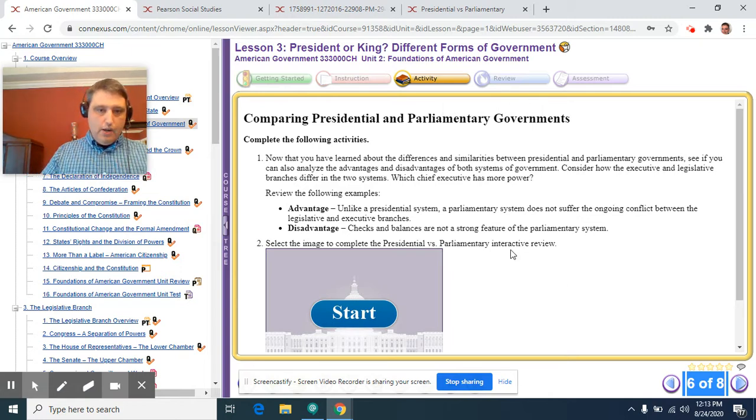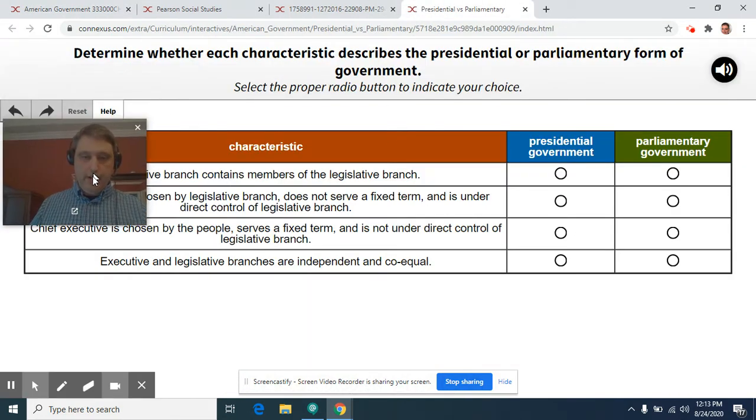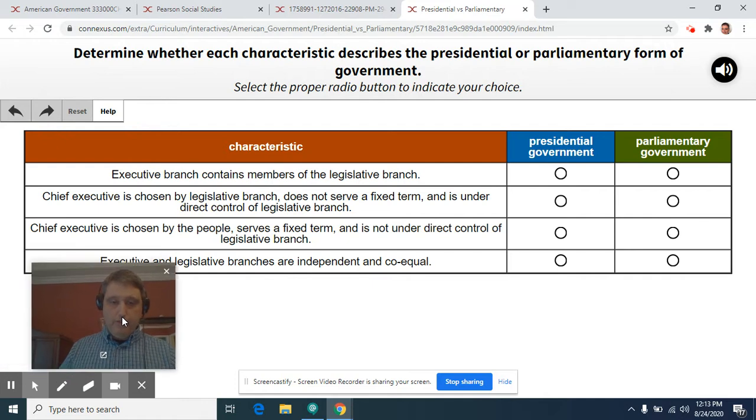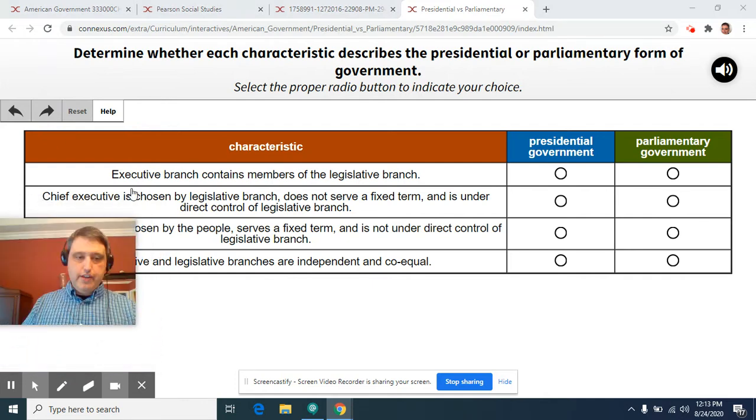All right, so I want us to do just a quick check here to see if we understand the difference between a presidential and parliamentary system. So we're going to click Start, and that is just going to pop up this little thing right here. You can do this along with me if you'd like. Okay, so let's look at this first one. Executive branch contains members of the legislative branch. Does that sound like a presidential system or a parliamentary system?